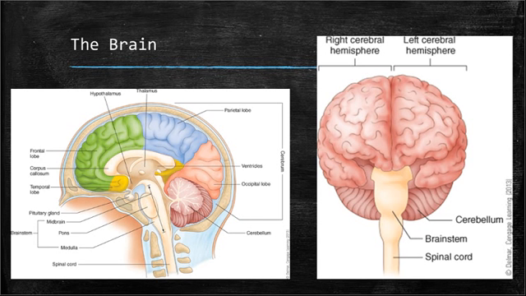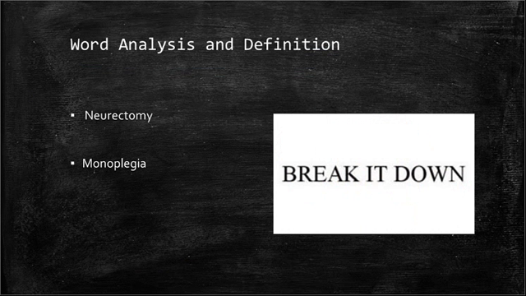A couple of words I want you to be familiar with and how to break these down. Neurectomy. If we break it into neuro and ectomy, neuro is going to indicate nerve. Ectomy is going to indicate surgical removal. So neurectomy is a surgical removal of a nerve. Monoplegia, that suffix plegia is going to indicate paralysis. Mono is going to indicate a number, which is 1. So we have paralysis of one limb. Monoplegia.